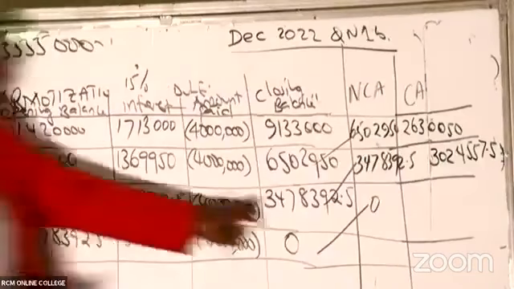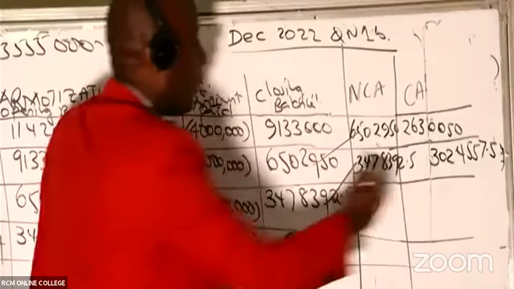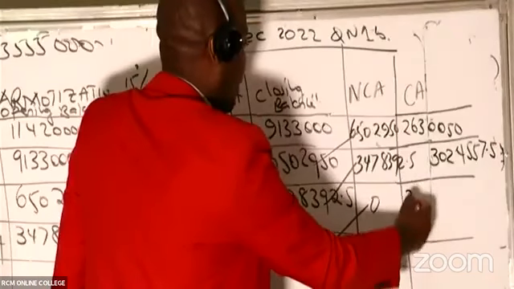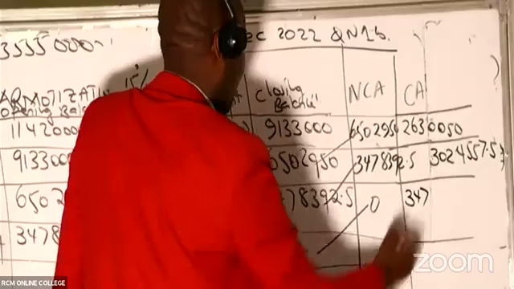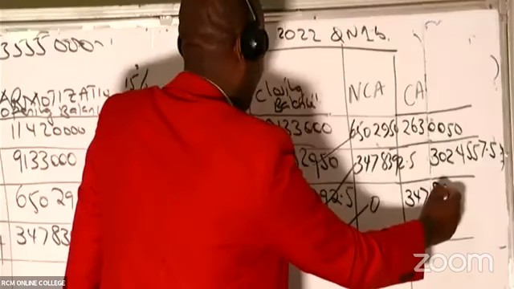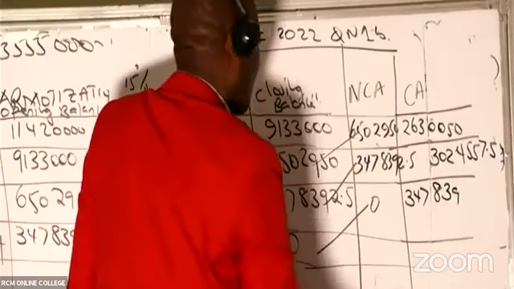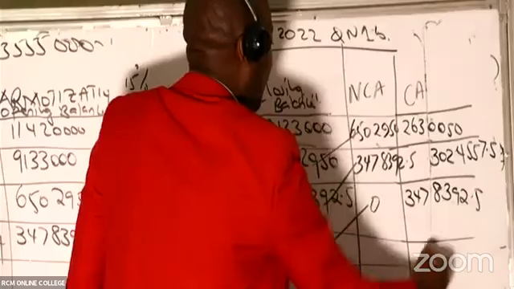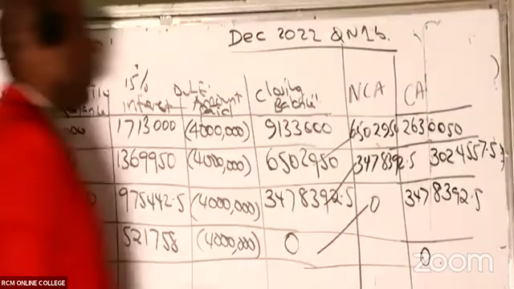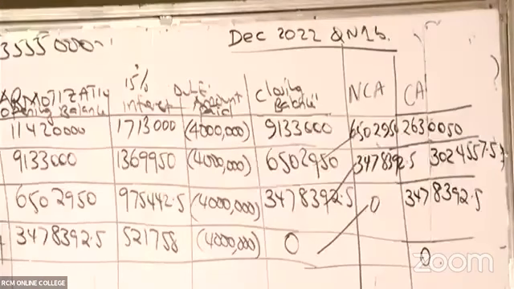And then this one I'll know. This minus this is very good for me. So this is 347, 839, 2.5, and then the last one is 0.